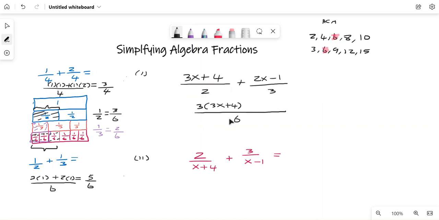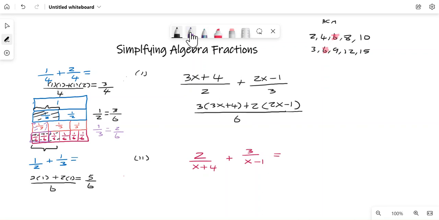So we identify the highest common multiple, put it down here, divide the denominator of the first algebra fraction into it. The answer is 3, so 6 divided by 2 is 3, and then we multiply that by the top part, which is 3 multiplied by this. And then we do exactly the same here. 6 divided by 3 goes twice, so it's going to be plus 2, multiplied by the top part, which is 2x minus 1. Okay, so that's the first step, if you like.